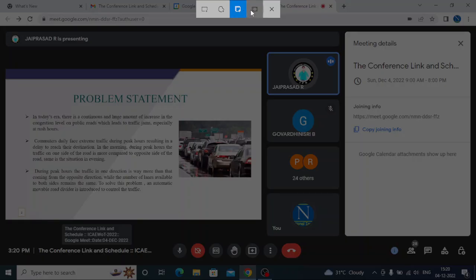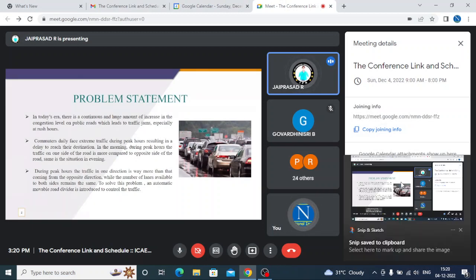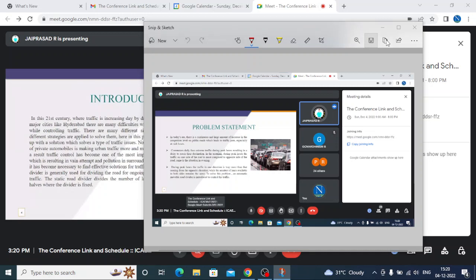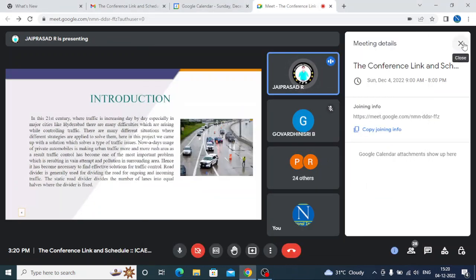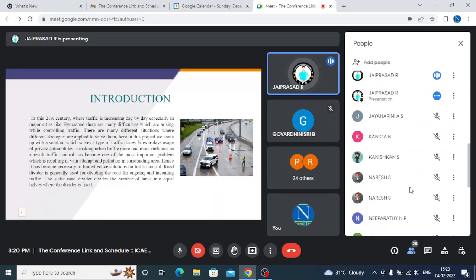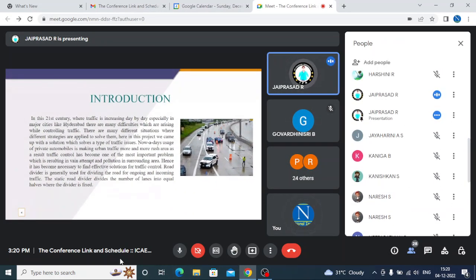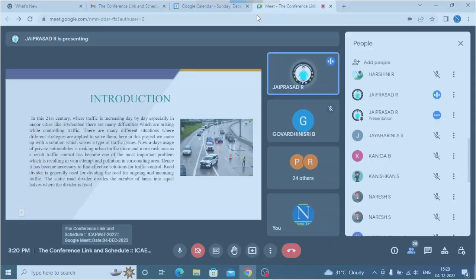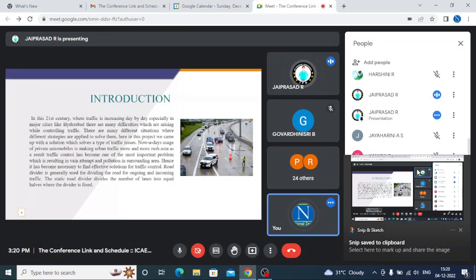To solve this problem, an automatic movable road divider is introduced to control the traffic. Introduction. In this 21st century, where traffic is increasing day by day, especially in major cities like Hyderabad and Bangalore, there are many difficulties arising while controlling traffic. There are many different situations where different strategies are applied to solve them. And in this project, we came up with a solution which solves this type of traffic issue.